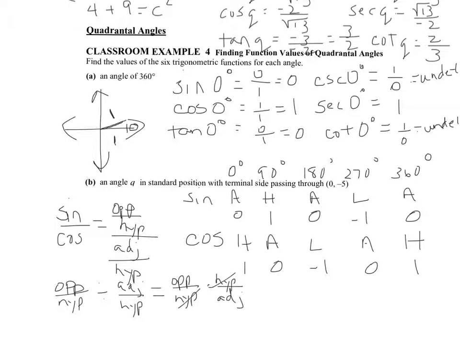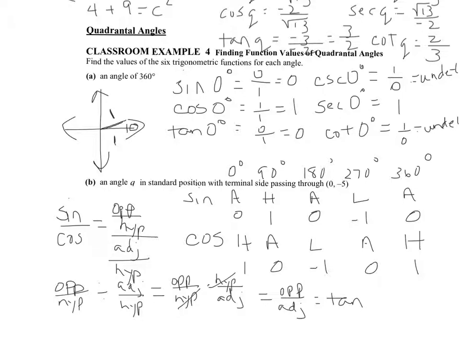What ratio does that leave me with? Opposite over adjacent. Do you know what ratio opposite over adjacent is? Oh my gosh. So if I know sine and cosine, guess what? I could figure out the tangent of one of those quadrantal angles if I simply do sine divided by cosine.